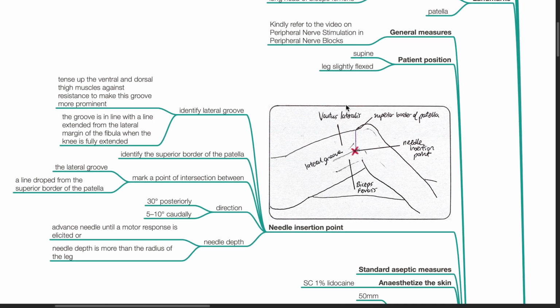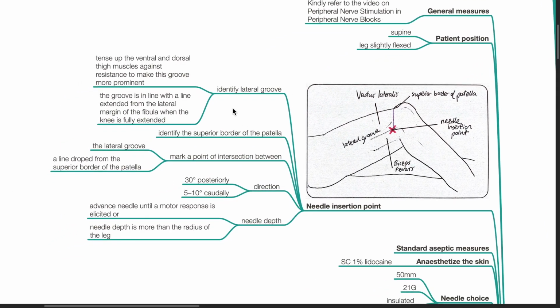Needle insertion point: identify the lateral groove. Tense up the ventral and dorsal thigh muscles against resistance to make this groove more prominent. The groove is in line with a line extended from the lateral margin of the fibula when the knee is fully extended. Identify the superior border of the patella. Mark a point of intersection between the lateral groove and a line dropped from the superior border of the patella.